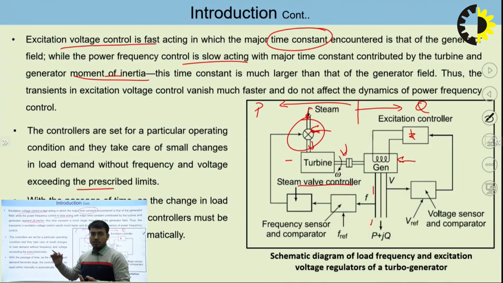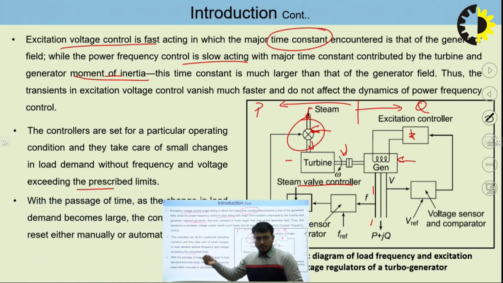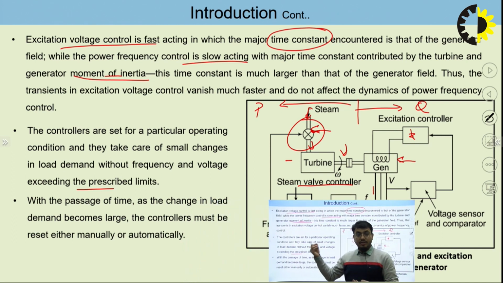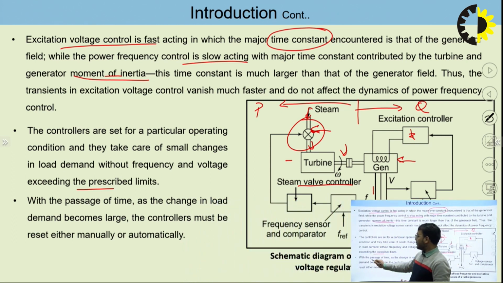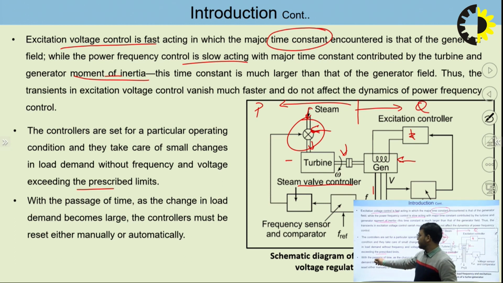Okay, so outside this there will be no frequency control, or if the value is exceeding beyond this limit, there is a need to control your frequency. Now, with the passage of time, as the change in the load demand becomes larger, the controller must be reset either manually or automatically. Controllers are also devices, controllers are also machines. So whenever there is a large operation for a much longer time, they are continuously working for long durations of hours, so ultimately they have to be reset at a particular moment of time, either manually or automatically.